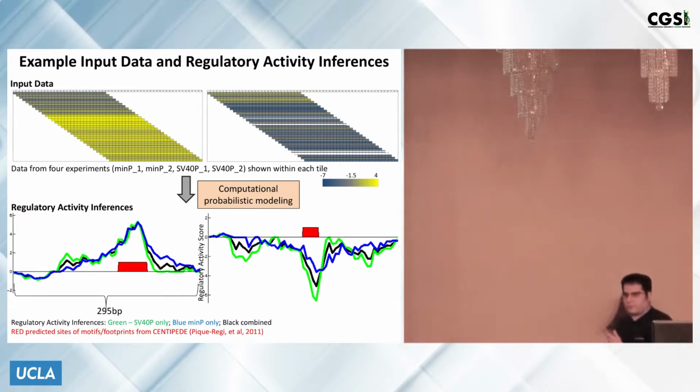But we have two added advantages over this motif-based prediction. One is that we can differentiate activation from repression. And two, we could potentially find regulatory sites that don't correspond to any specific sequence pattern, because we're making our predictions independent of the DNA sequence, the specific pattern in it.